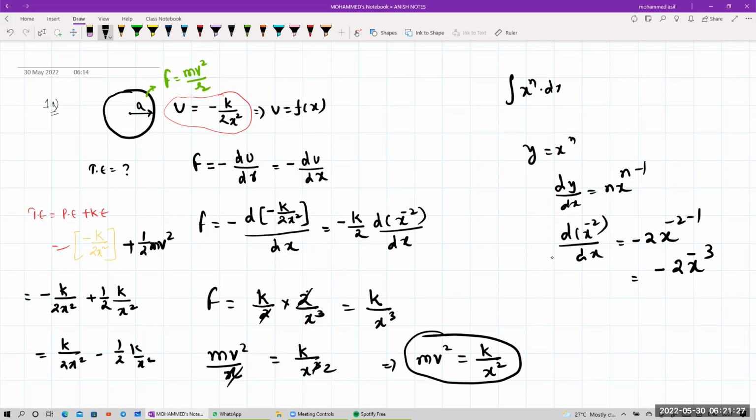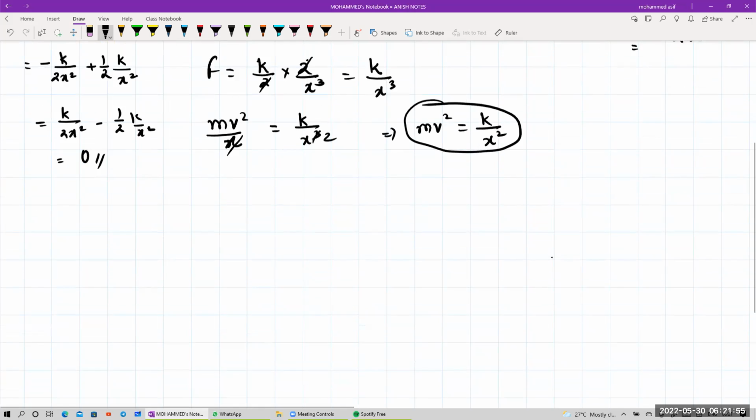What does it become? Zero. So the answer will be zero. Got an idea how to do such type of questions? When some function is given and it asks for the total energy, total energy will be equal to the sum of potential energy plus kinetic energy. Any doubt in this one? No, sir. Okay, next question.